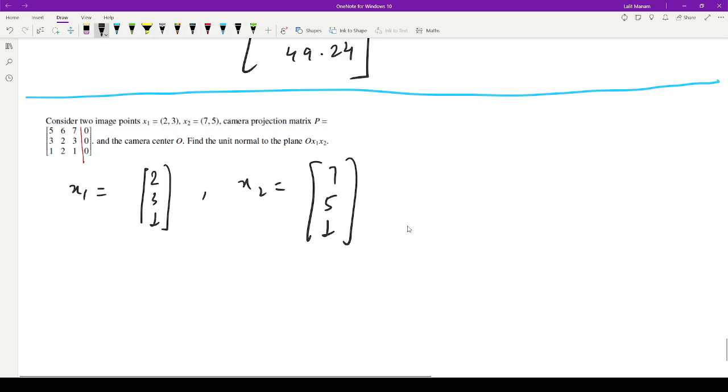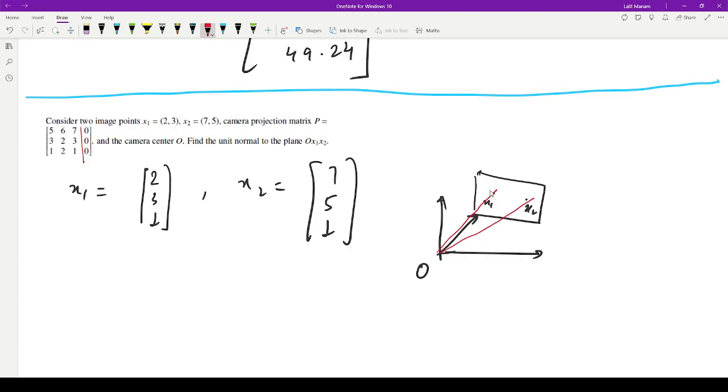Okay, so the image will look something like this. This is O. This is X1. This is X2. So this is the plane that we are talking about, and we need to find the normal of the plane, which will look something like this, n. Okay, so unit vector, so I'll put a hat.